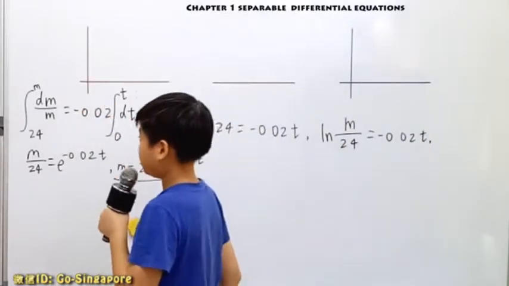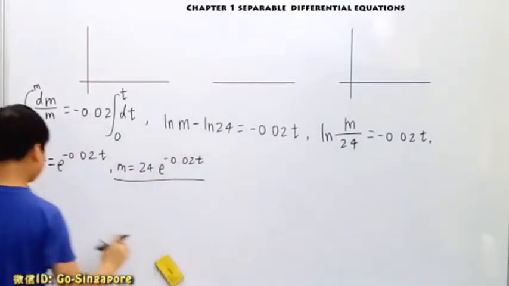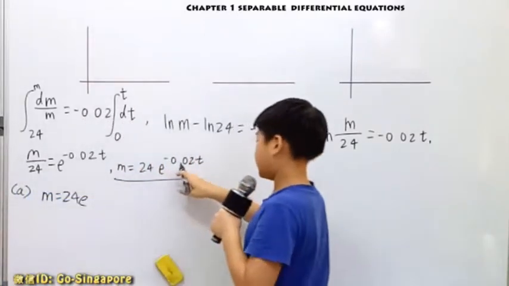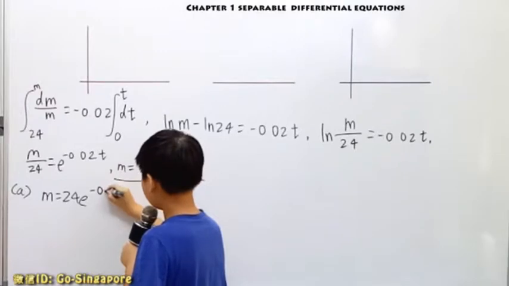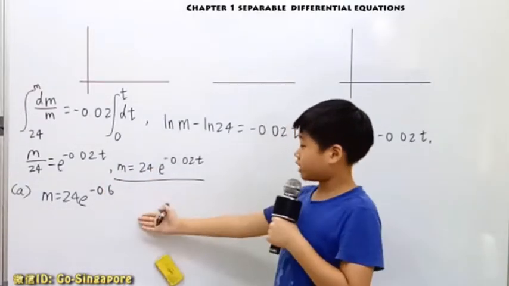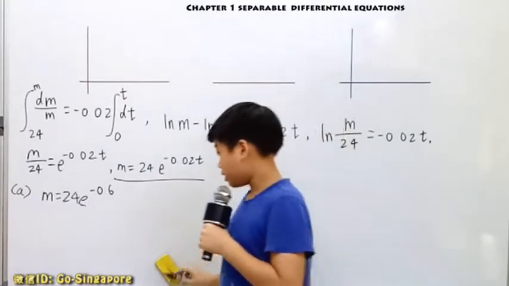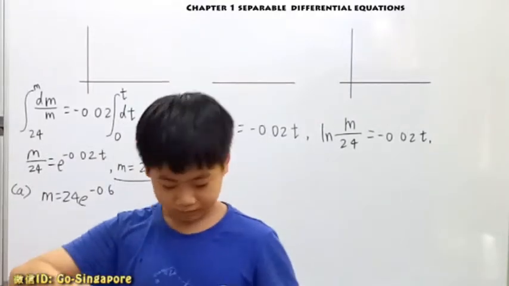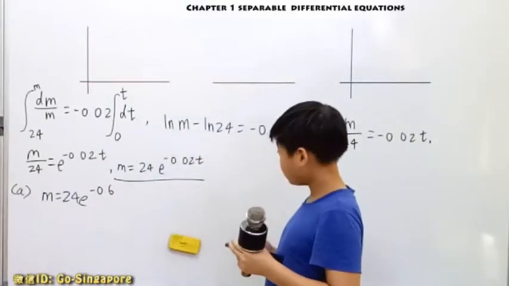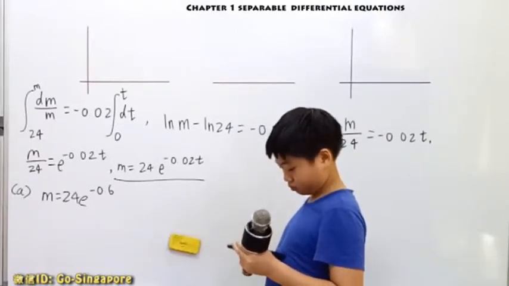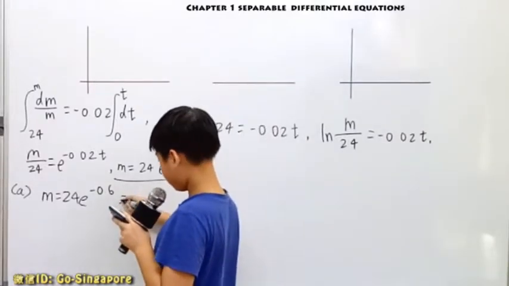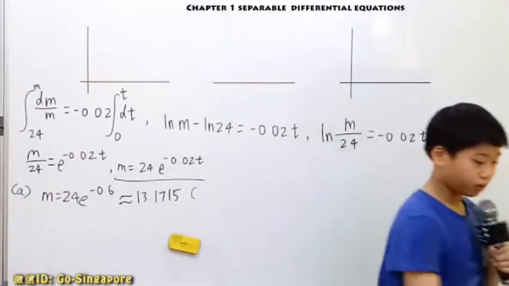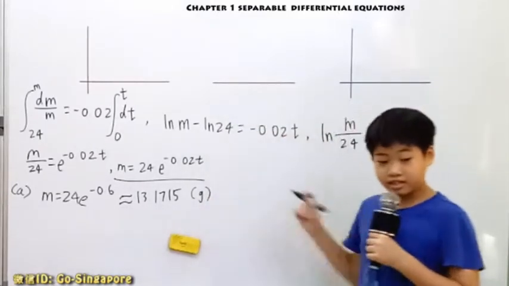So, for example, let's try the first part. T, we already know, is 30 days. Remember for this, negative 0.02 times 30 is negative 0.6. So actually, this can be our answer. But if you want to find out the actual value, you can use your calculator. So this is 13.1715. And remember, this unit is grams. So that is part A.